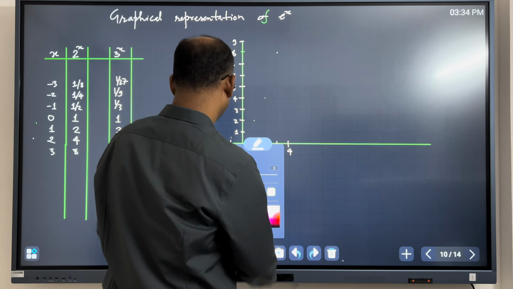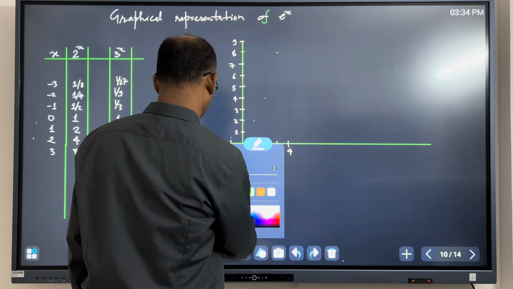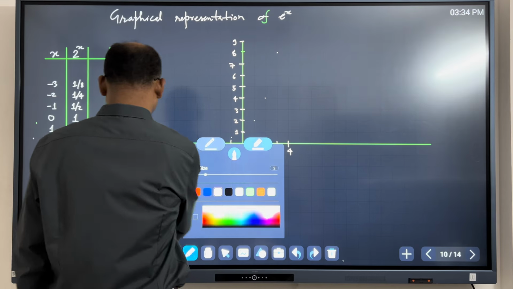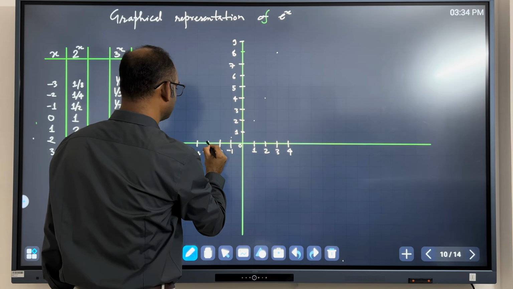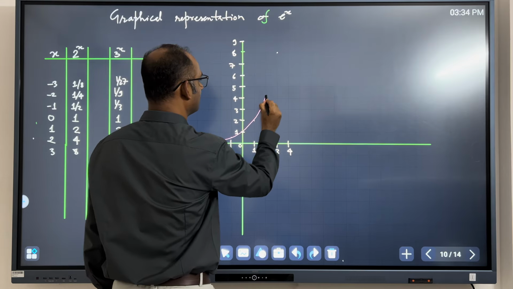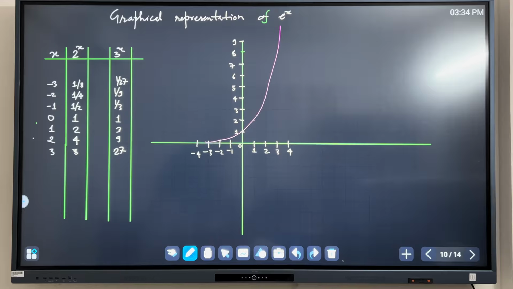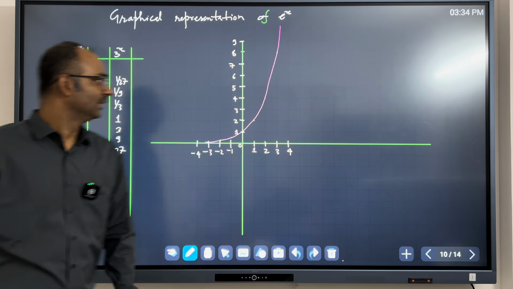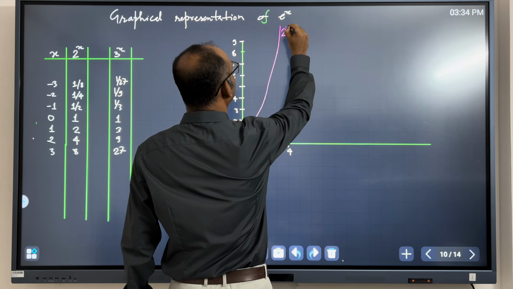So this is for this. And this is still white, and this one I'll make pink. So 2 to the x is something like this. Looks ugly. It's fine? Okay. That's 2 to the x. So let me write down 2 power x.